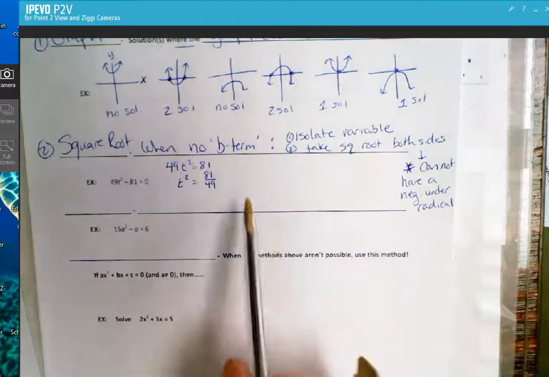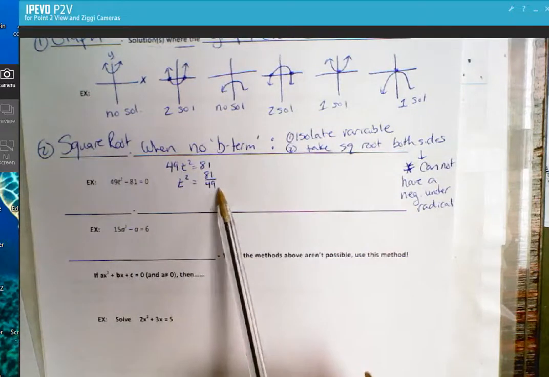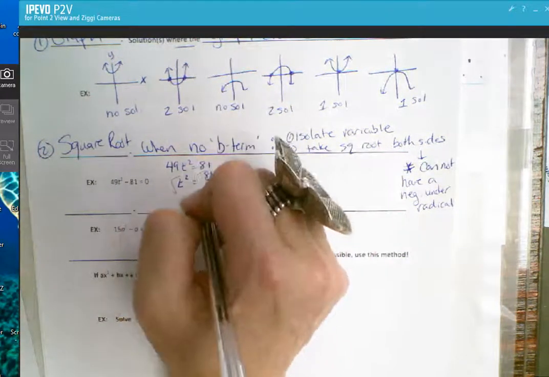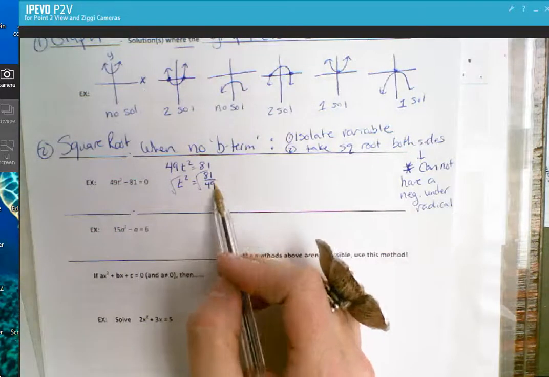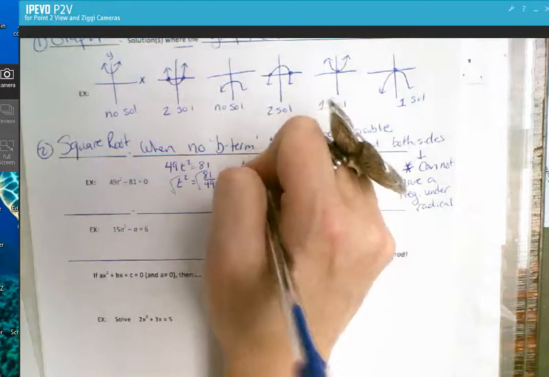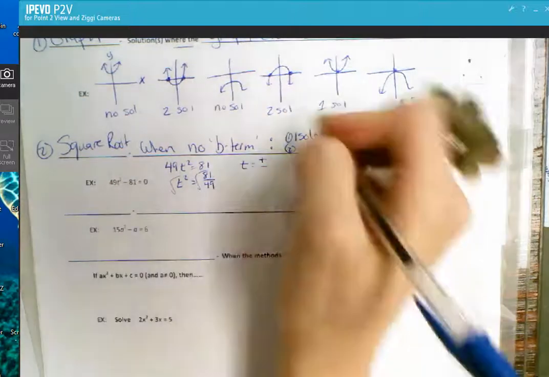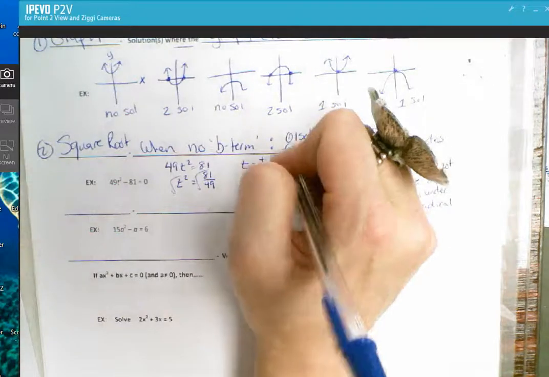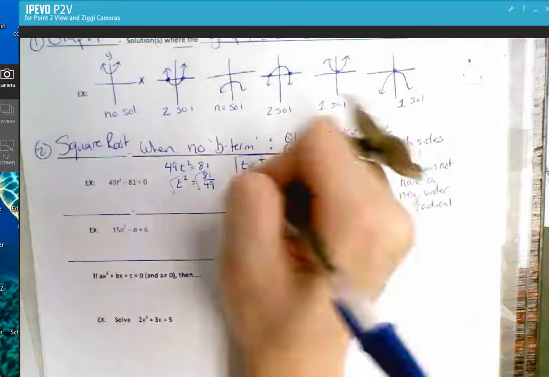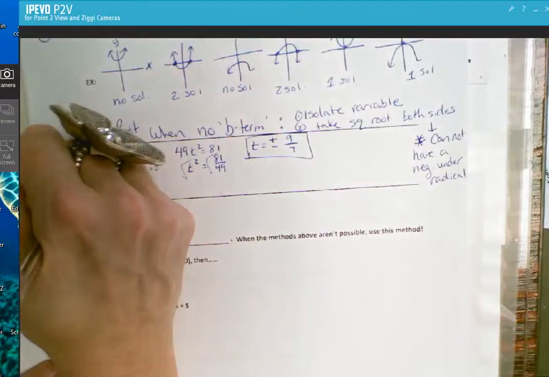Hopefully what we're able to see is that, hey, 81 is a square, and so is 49. So when I then take the square root of everything, I can take the square root of 81 over the square root of 49. So this becomes t is equal to plus or minus. The square root of 81 is 9, and the square root of 49 is 7. So I have a positive 9/7 and a negative 9/7 as my two solutions. That's method 2.